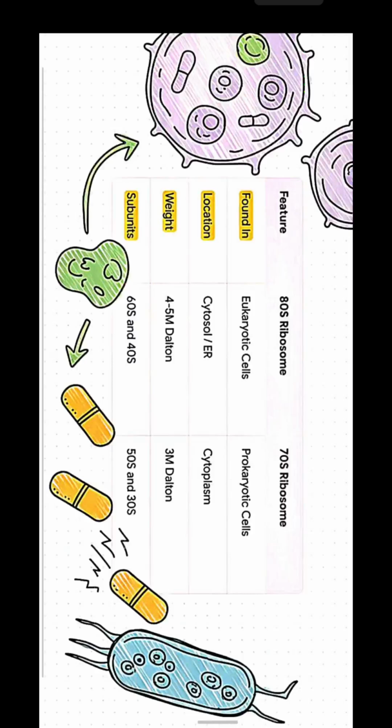If we talk about the weight, the 80S type ribosome is around 4 to 5 million Daltons, while the 70S type of ribosome is 3 million Daltons. If we talk about the subunits of the 80S type, the larger subunit is called 60S, and the smaller subunit is called 40S. While in case of 70S type of ribosomes, the larger subunit is called 50S and the smaller subunit is called 30S.